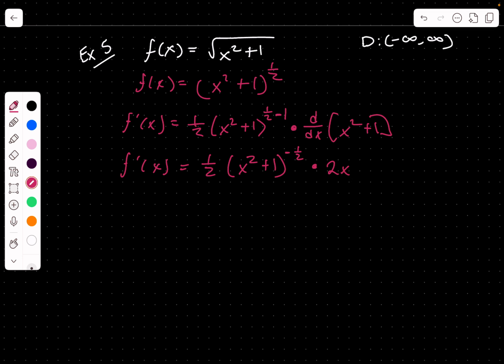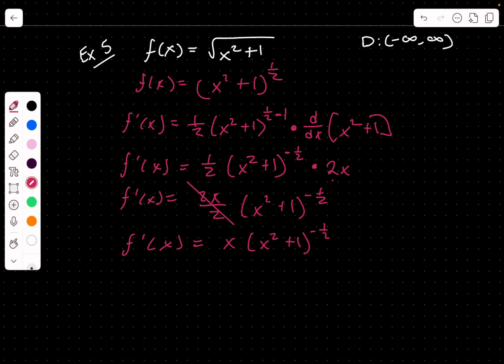So now let's put that 2x in front because we can simplify it. So when we take 2x and we multiply it to 1/2, we get 2x over 2, right? I'm going to rewrite everything. I'm going to try not to skip any steps so you understand. So 2 over 2 is literally just 1. So these 2's cancel out, and we're left with x times x squared plus 1 to the negative 1 over 2.